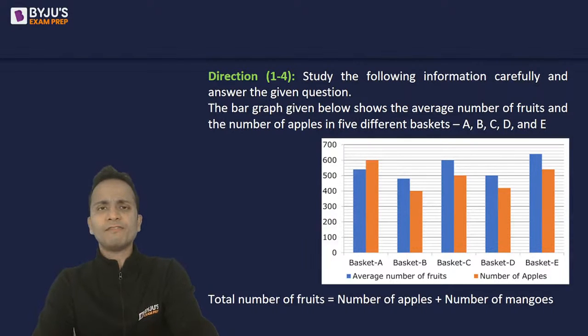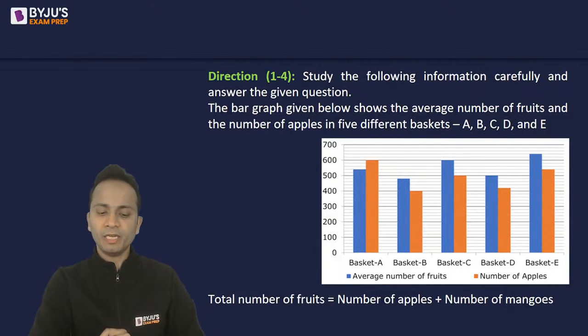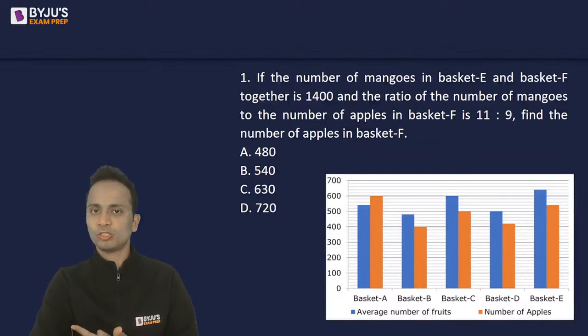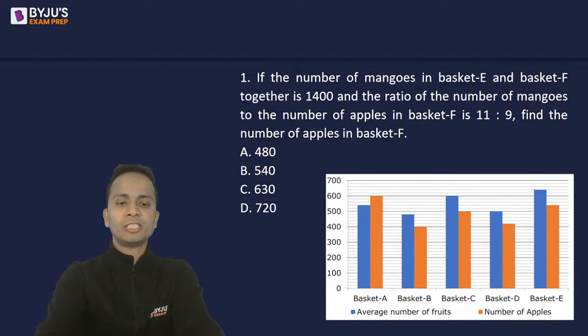So this data is about the average number of fruits and the number of apples, which is shown by these two bars, for basket A, B, C, D, E. Below the graph, it is clearly mentioned that total number of fruits is equal to number of apples plus number of mangoes. So there are only two types of fruits available in the baskets, apples and mangoes. So question number 1 on your screen. Quickly finish this off, post your answer in the chat box.